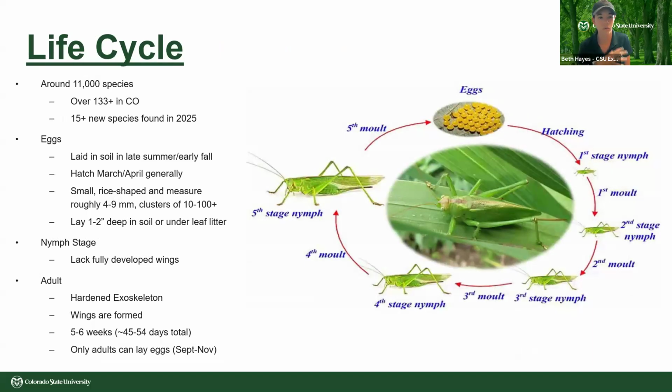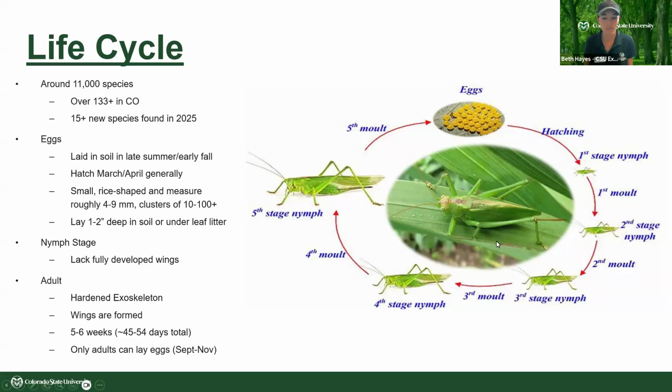Around the world, there's around 11,000 species. In Colorado, there's around 133, give or take. We're seeing that more and more kind of jumping into our borders from states that touch us from different sides. And just last year, there were 15 brand new species found in the South. So this number is changing and growing. So just because you think you've seen all the grasshoppers, I'm willing to bet you probably haven't.